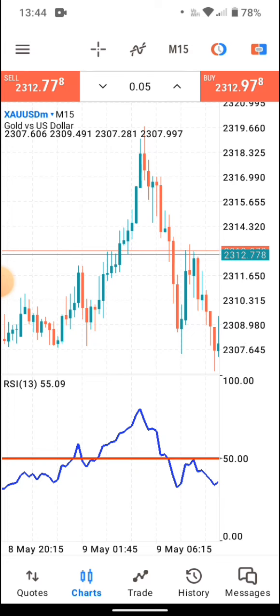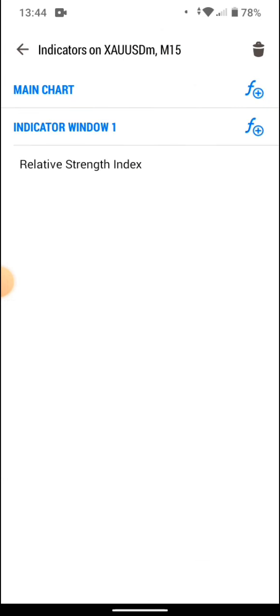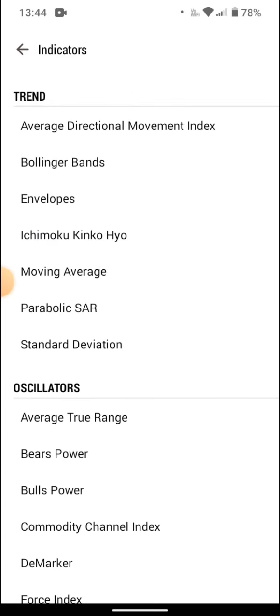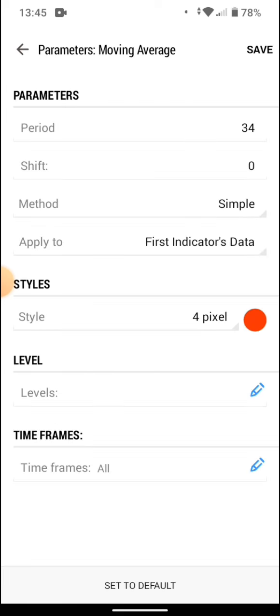Then you are going to come again to the top to add another indicator. This time we are going to add the moving average, but you want to use indicator window 1. You just press indicator window 1, and you can see moving average. I'm going slowly. You tap moving average. Now the period, you want to be 34. The shift, you want it to be 0. The method, you want it to be simple.